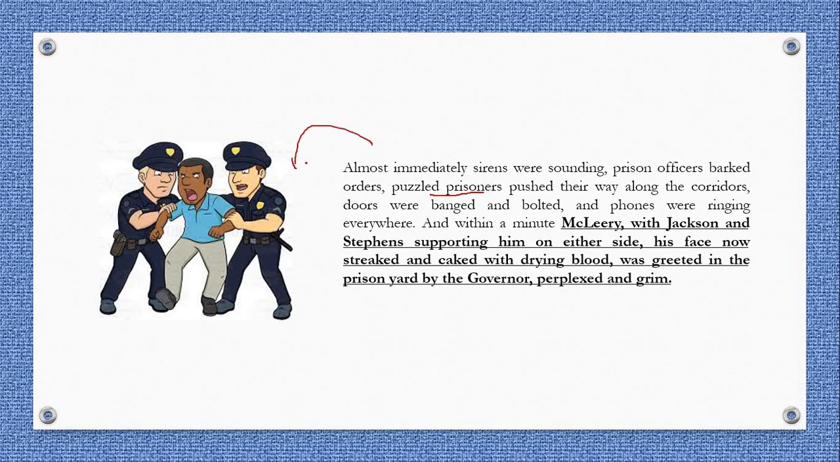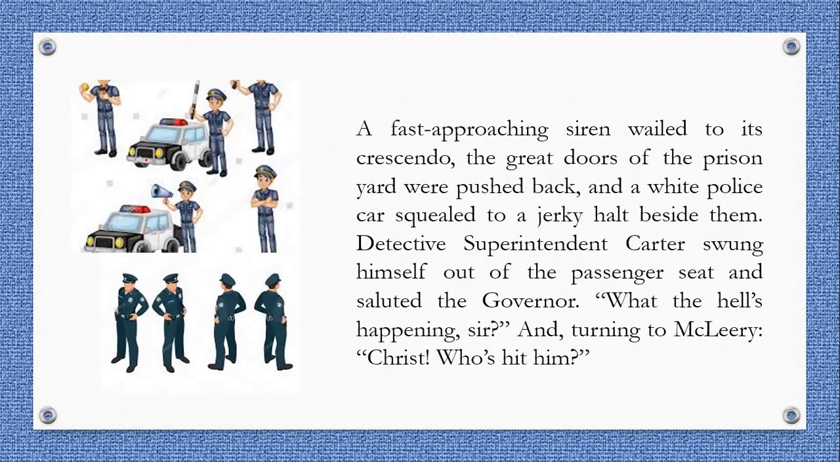The officers seemed to have been rushing from one corner of the premises to the other to check whether Evans was there. And within a minute, McLeary, with Jackson and Stevens supporting him on either side, his face now streaked and caked with drying blood, was greeted in the prison yard by the governor, perplexed and grim. So McLeary seemed to have been injured, and the officers were trying to comfort him. A fast approaching siren wailed to its crescendo. The great doors of the prison yard were pushed back, and a white police car squealed to a jerky halt beside them.